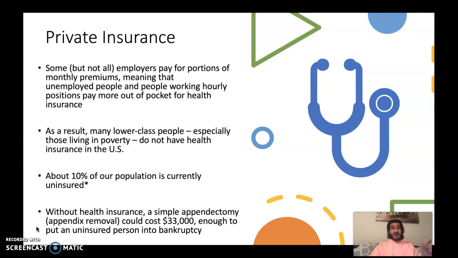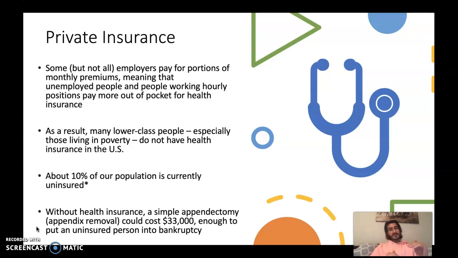Right? Some, but not all, employers pay for portions of monthly premiums, meaning that unemployed people and people working hourly positions pay more out of pocket for health insurance. And as a result, many lower class people, especially those living in poverty, do not have health insurance in the United States. About 10% of our population is currently uninsured.